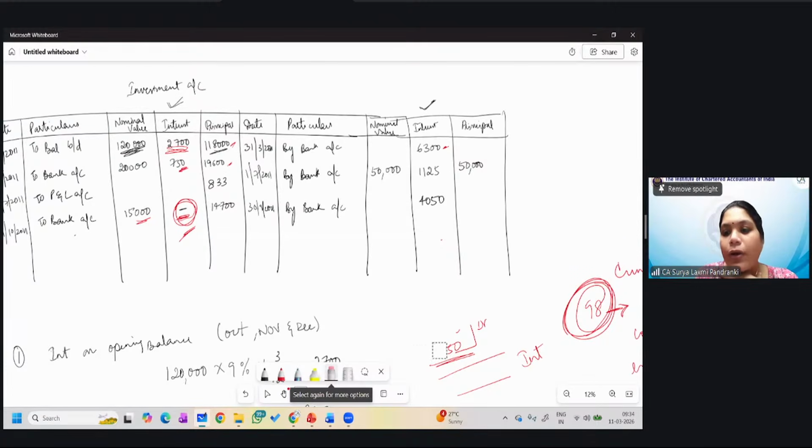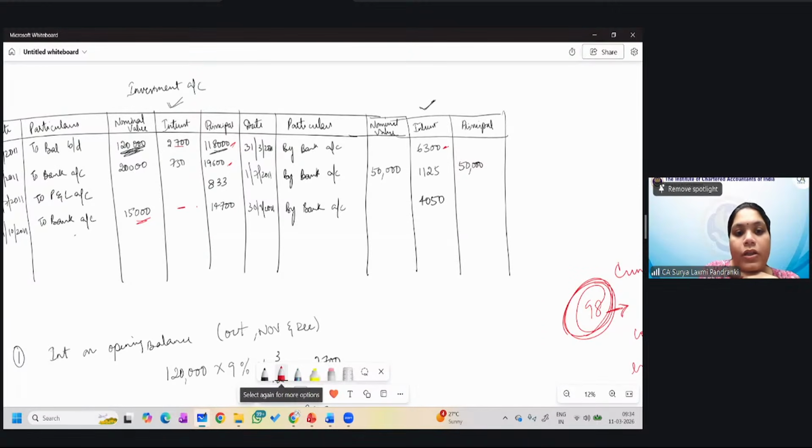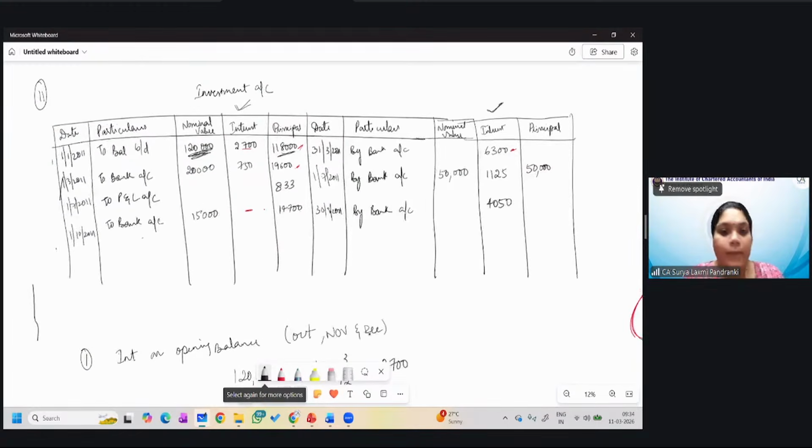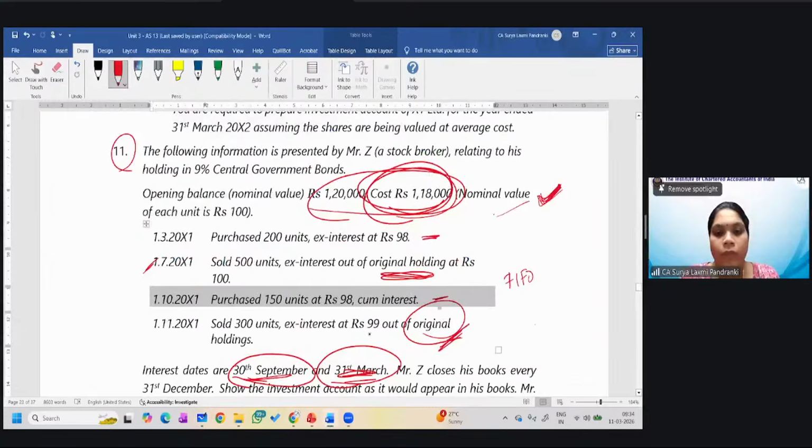Now, I think most of you have the clarity about how cum interest and ex interest work. Still any questions on this ex interest and cum interest? Now you have clarity, correct? Okay, let us move on. So this purchase is done. What else do we have? We have a sale also. Before the sale, do we have anything else? We don't have anything else, no?